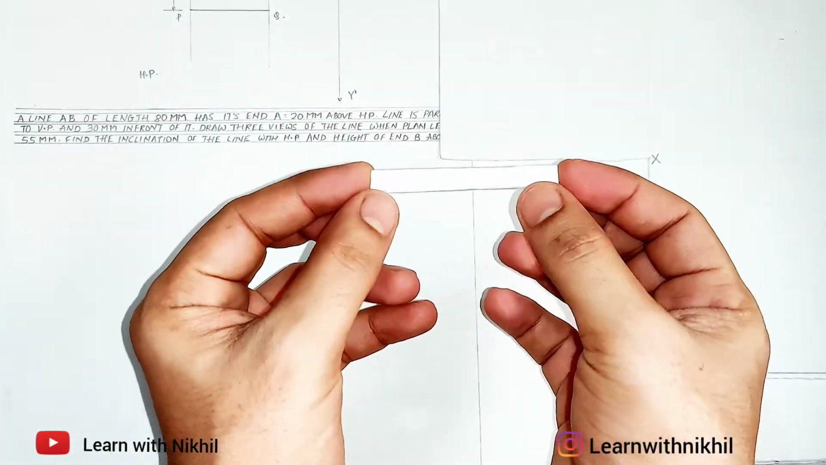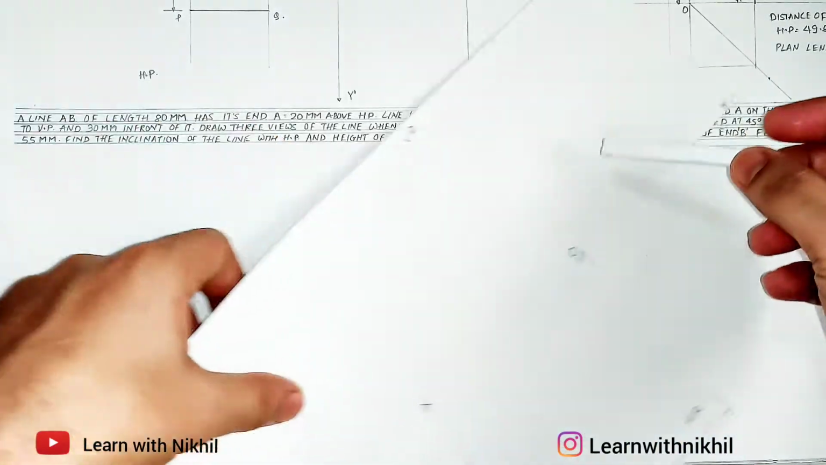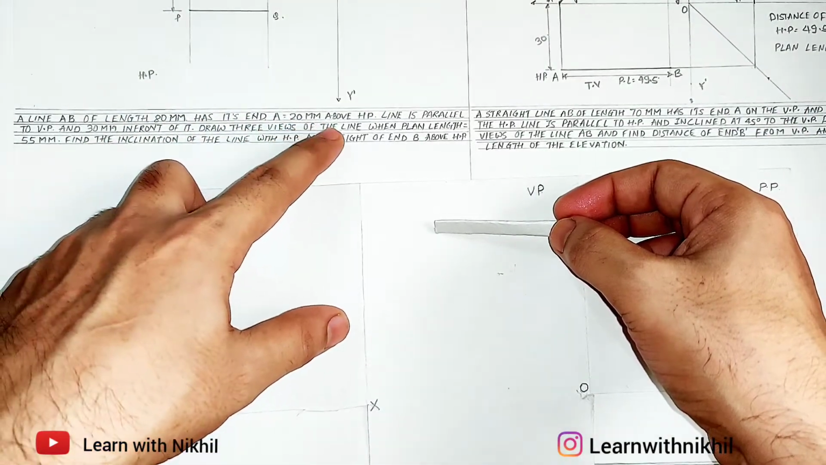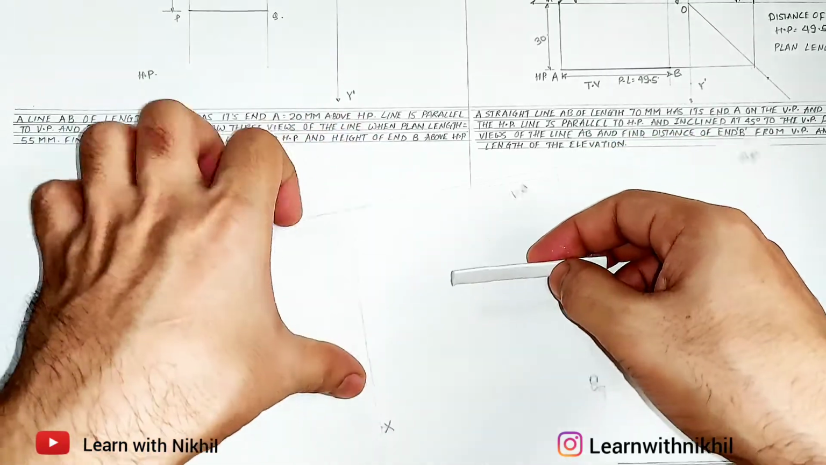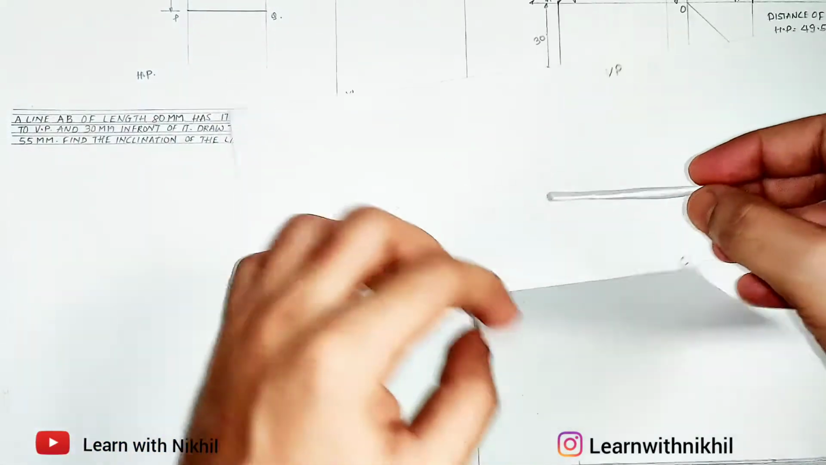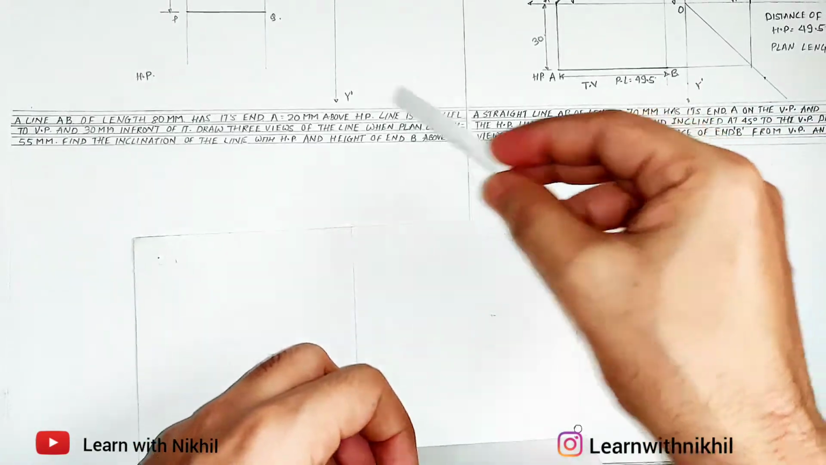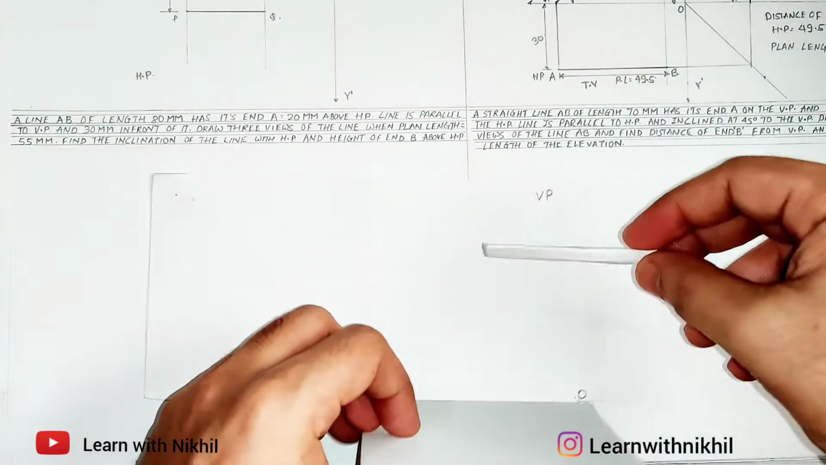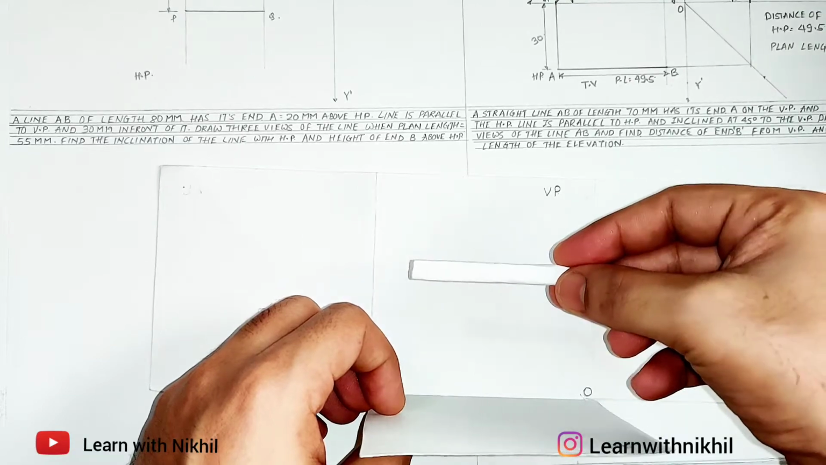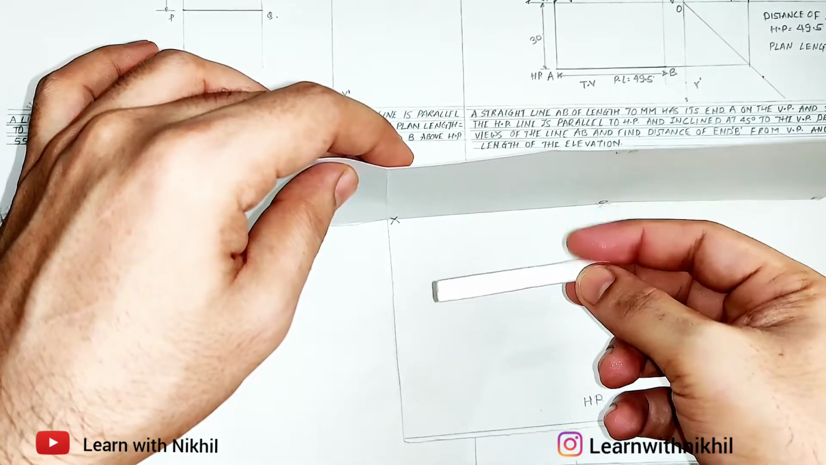First we'll consider a line of length 80 mm. So this is the line I'm considering, 80 mm, with the vertical plane VP and the horizontal plane HP. Now end A is 20 mm above HP. So this is the end A, and from the front view this distance will be 20 mm. The line is parallel to VP and 30 mm in front of it. Since the line is parallel to VP, the line will be like this, and from the top view it is 30 mm in front of it. So this distance will be 30 mm.